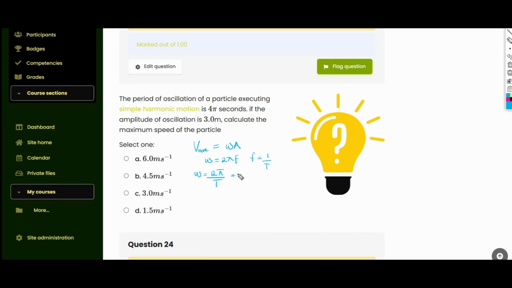So 2π over our T, which is 4π. So this cancels this, 1 here, 2 here. So our angular frequency is 0.5. So our V maximum is going to be 0.5 times 3, equals 1.5 meters per second.